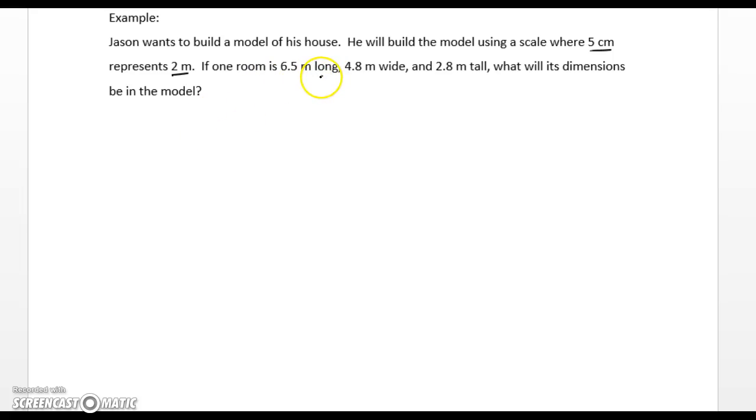So let's start with looking at the length of our room. And so what we're going to do is set up our proportions. So here we have 5 centimeters should be equal to 2 centimeters.